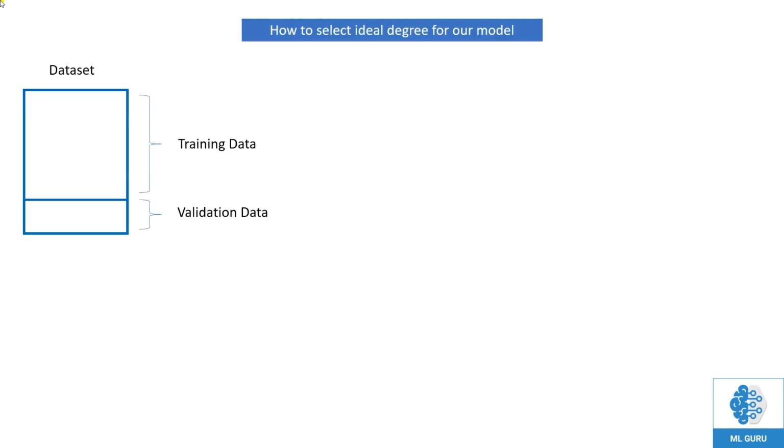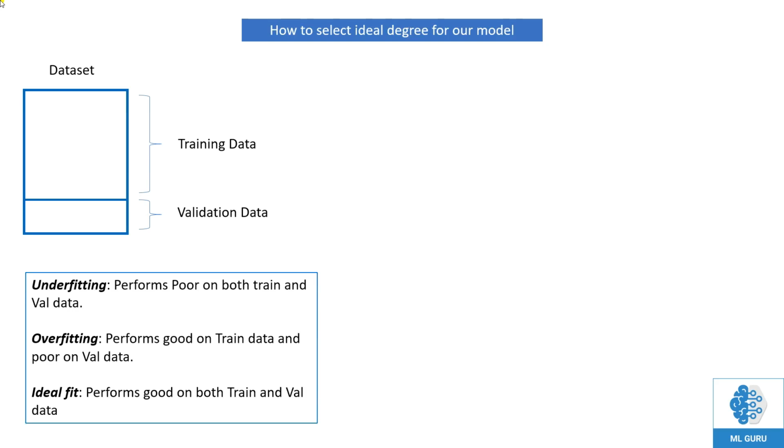Now let's see how to select the ideal degree for our regression model. For that, what we have to do is divide our entire dataset into training and validation parts. This validation part is sometimes also called the testing part, but ideally it should be called validation data.